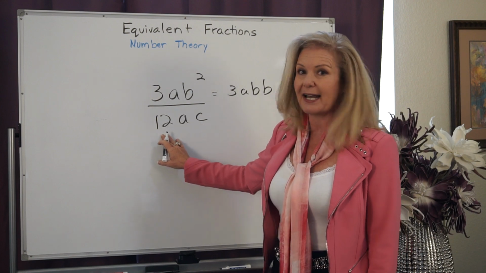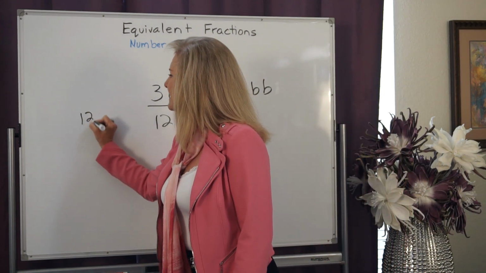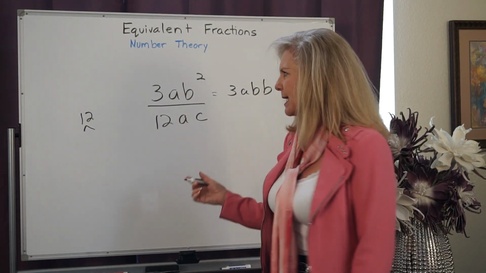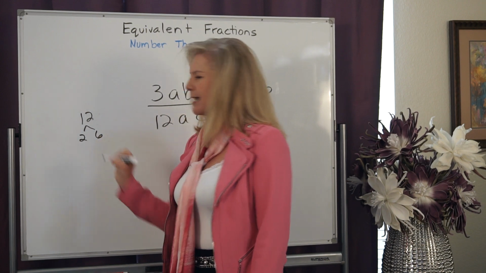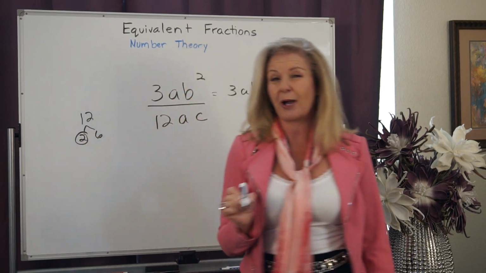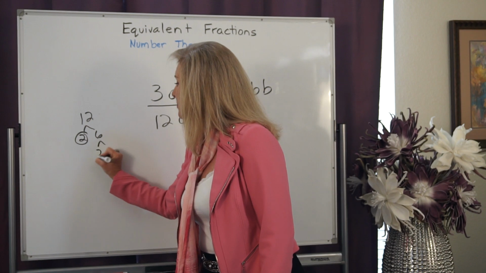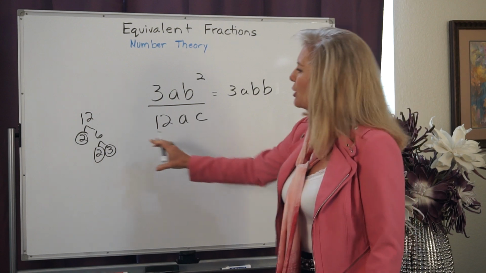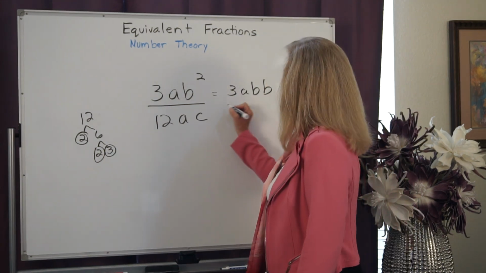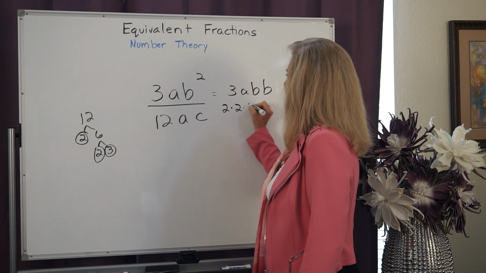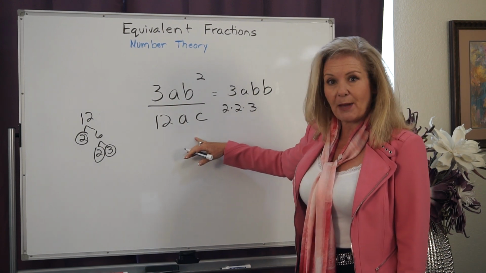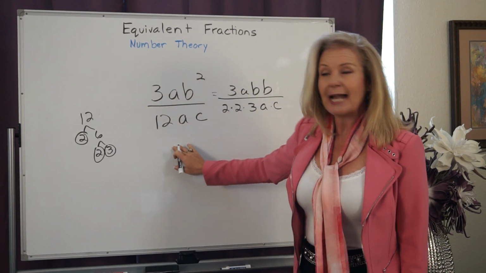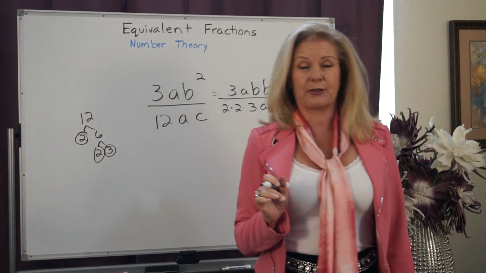Now, 12 is not a prime number. So I'm going to go back to my prime factorization trees. And remember, we can start with any two numbers to begin this. So I'm going to start with 2 times 6, and I know that 2 is a prime factor, so I circle it. And I know 6 could be 2 times 3. Both of those are prime numbers, so I circle them. So I'm going to write this out always from smallest to largest. So I have 2 times 2 times 3. Now I want to add in my variables, a times c. So it's this same fraction, I just broke it down to its prime factorization.